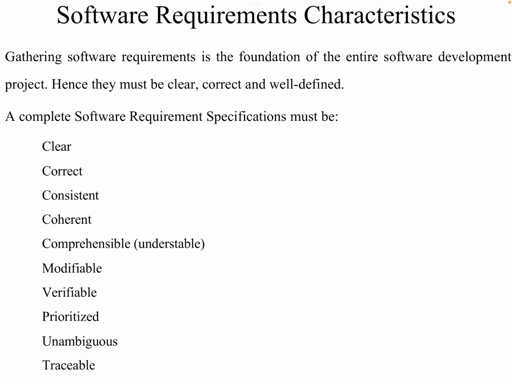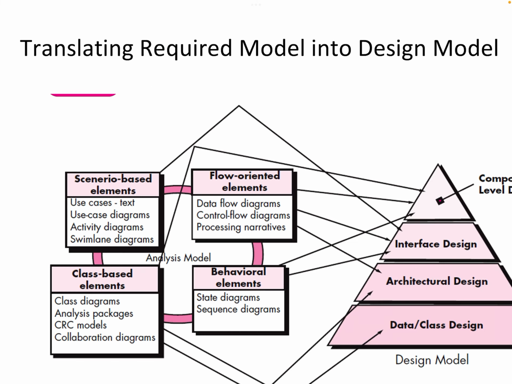Software requirements characteristics. Gathering software requirements is the foundation of the entire software development project. Hence, they must be clear, correct and well defined. A complete software requirement specification, that is the SRS, must be clear, correct, consistent, coherent, comprehensible, that is understandable, modifiable, verifiable, prioritized, unambiguous and traceable.